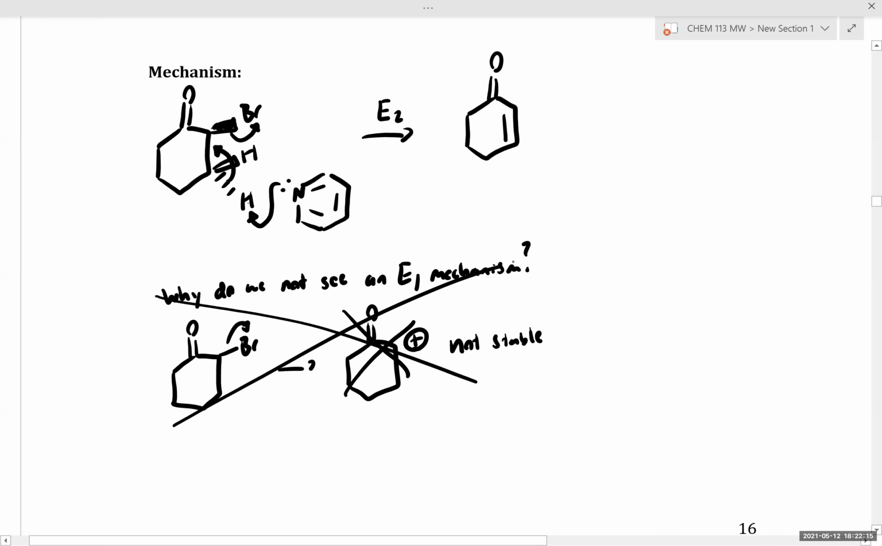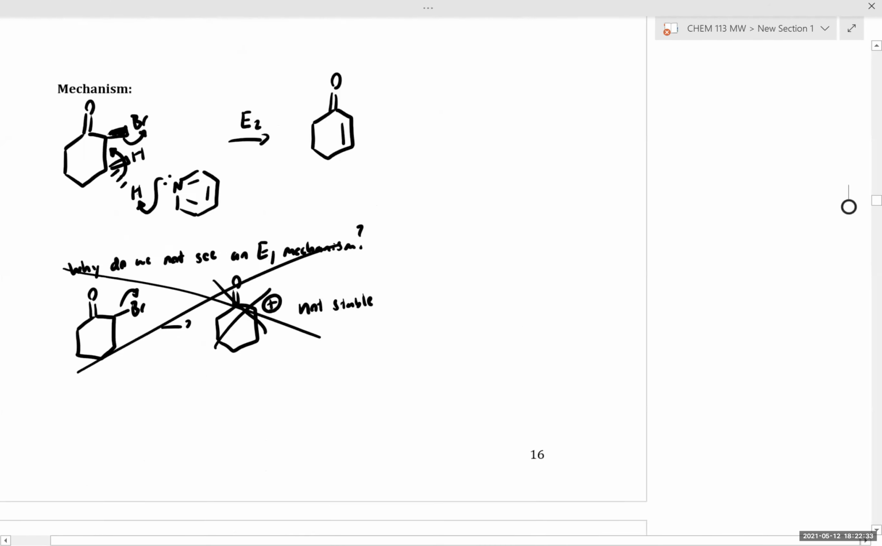Does this discussion make sense to everyone? And does this mechanism for dehydrobromination make sense? Okay, so let's keep going then.